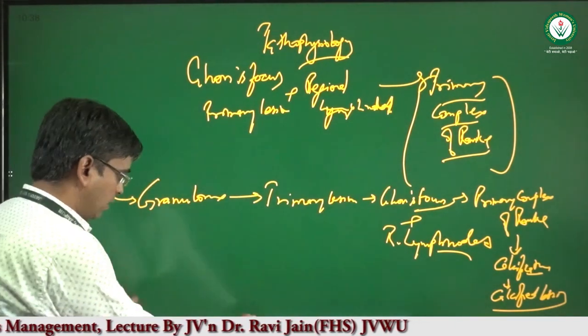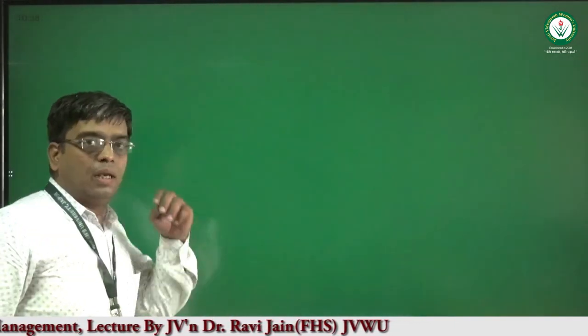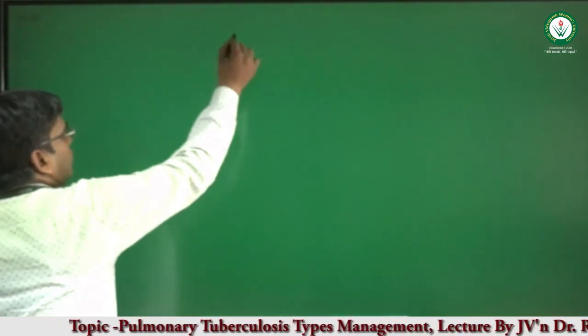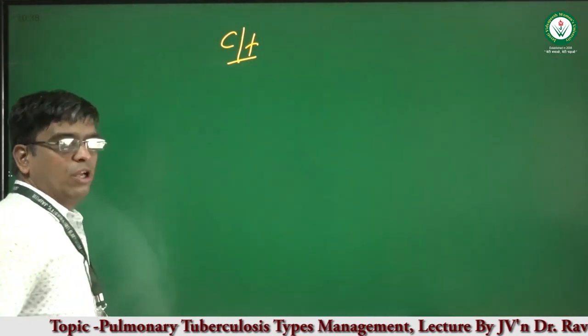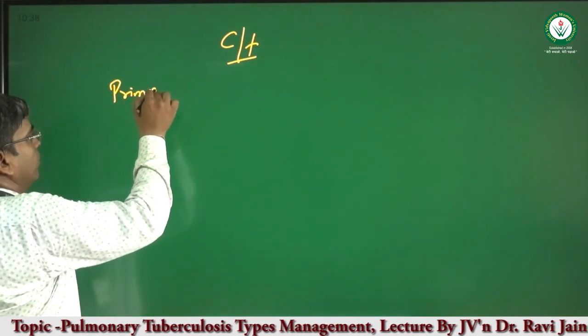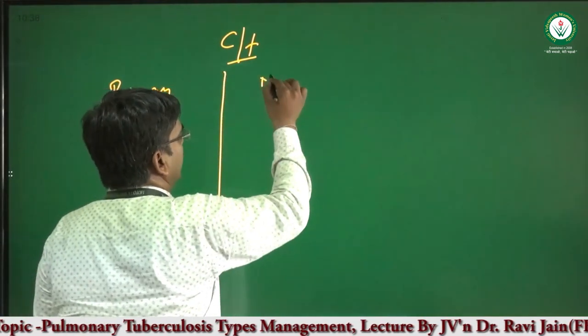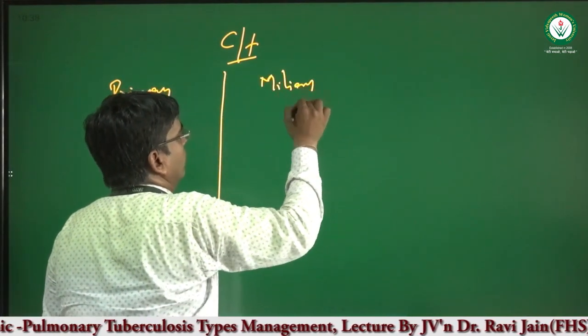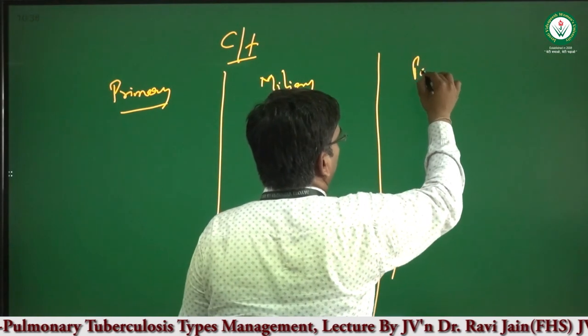Now, let us try to understand what are the clinical features of pulmonary tuberculosis. Pulmonary tuberculosis can be divided into three parts. We have primary, we have miliary, and we have post-primary tuberculosis.